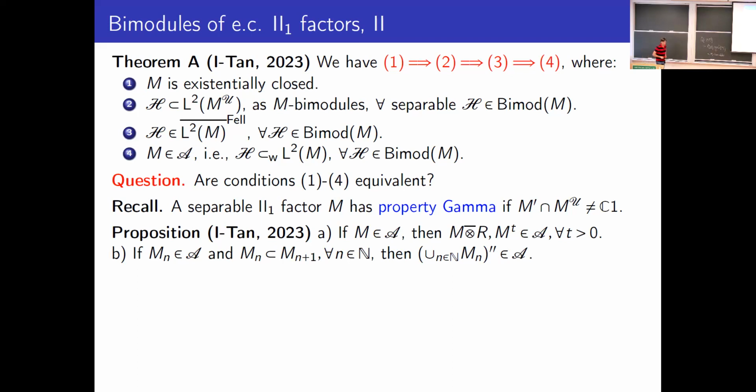I'm sorry, what is class A? I didn't say. Class A is defined as those II1 factors with the property that L2 of M weakly contains any bimodule H.